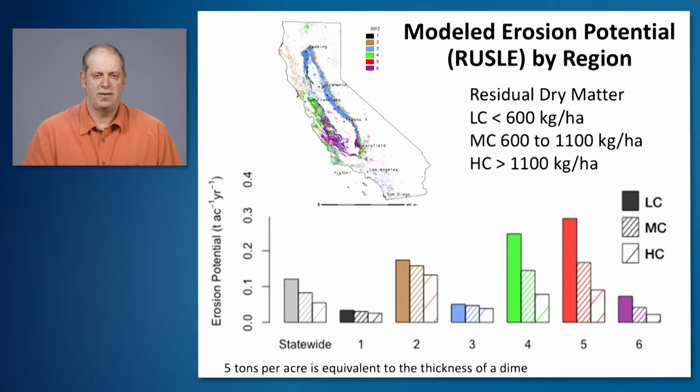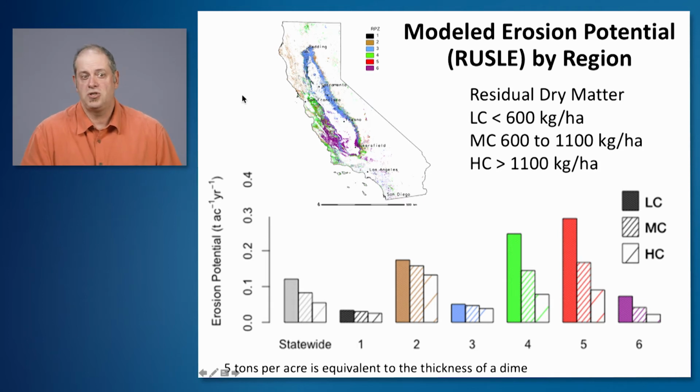We wanted to evaluate the different magnitudes of erosion across the annual rangelands of California. And we did that by applying the universal soil loss equation in a geographic information system to model the effects of erosion across different scenarios of residual dry matter: low cover, moderate cover, and high cover. And we categorized the output of that model across different rangeland management zones, which were defined by soil, climate, and topography, as identified here in this map.